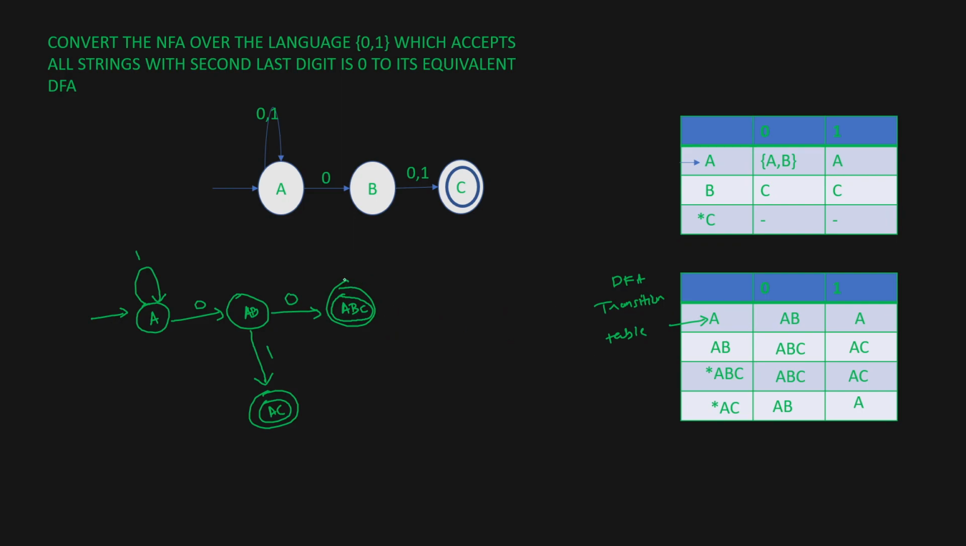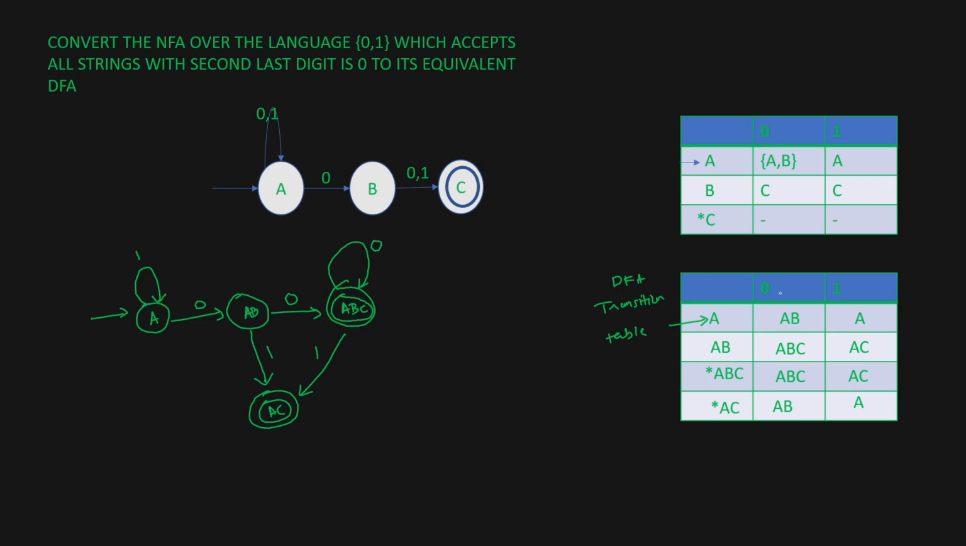Now what happens in state ABC? In state ABC, if you get 0, you are staying in state ABC itself. So for input 0, you are staying in state ABC. You get input 1, you are going to state AC. And in state AC, what happens?